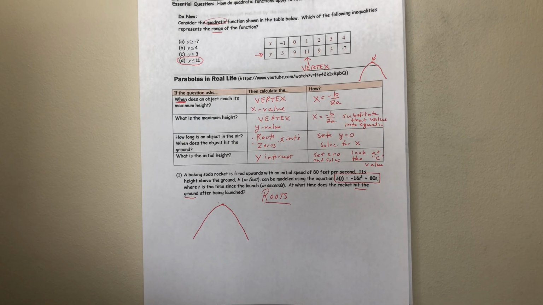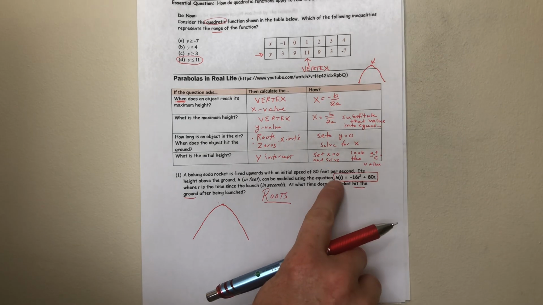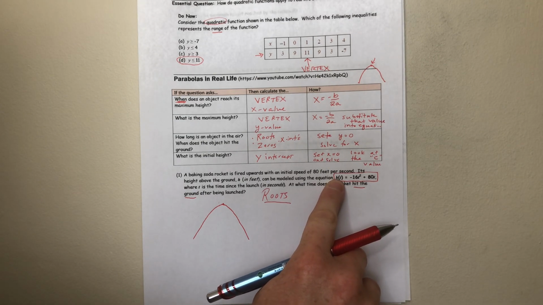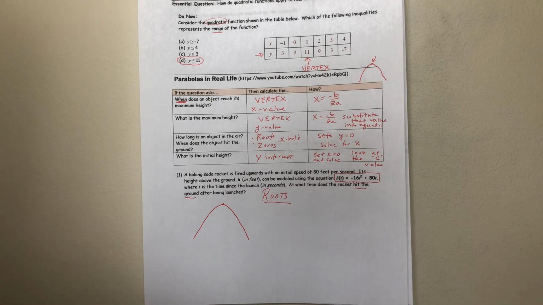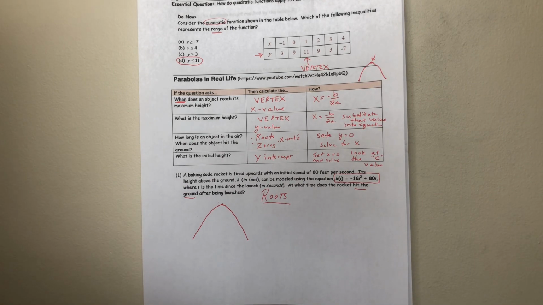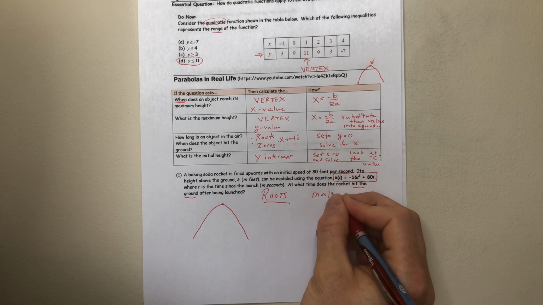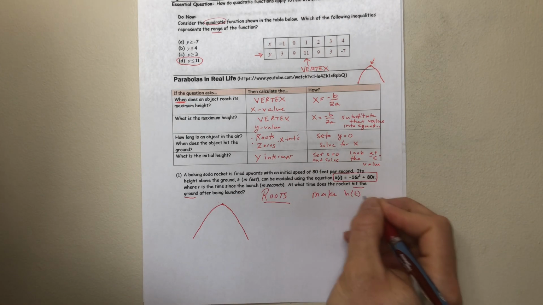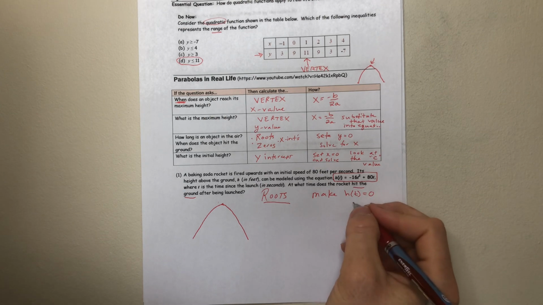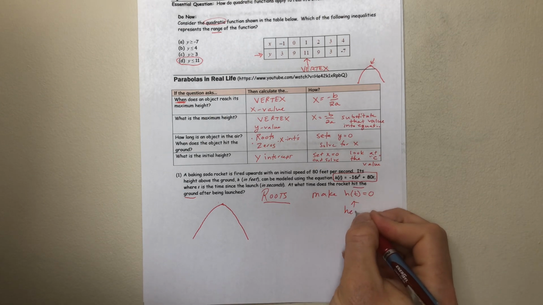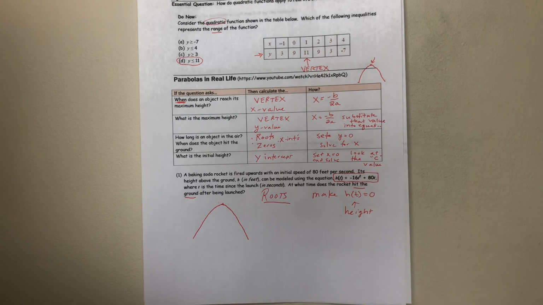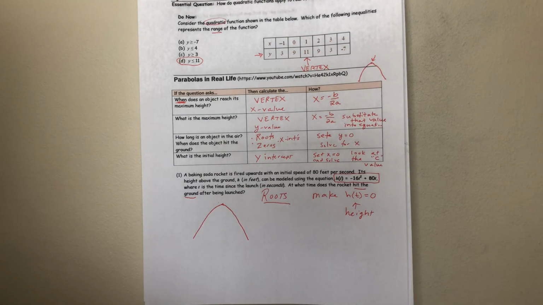The x-axis is the ground. Why is the x-axis the ground? Because y, which is our height, or h of t in this case, is going to be 0. What's the height at the ground? 0. So we want to make h of t equal to 0. We want the height to be 0 because that's when it hits the ground.